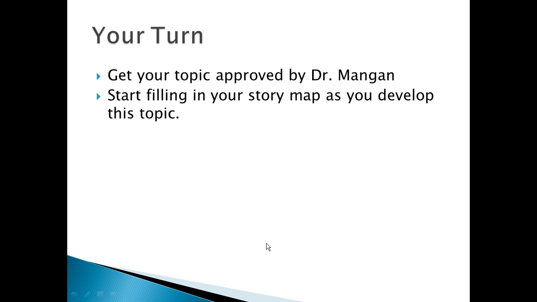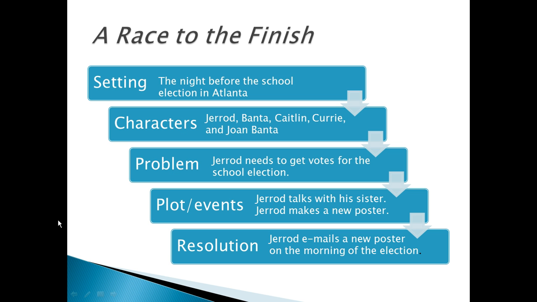Okay, so as you come to class today, you're going to be doing 2 things. First of all, you're going to be getting your topic approved by me. Second of all, you're going to start filling in your story map as you develop this topic. So in your writing journal, this is going to be an example of a story map. You don't need to have it shaped this way necessarily, but just have the setting and write what the setting's going to be. Name the characters in your story.